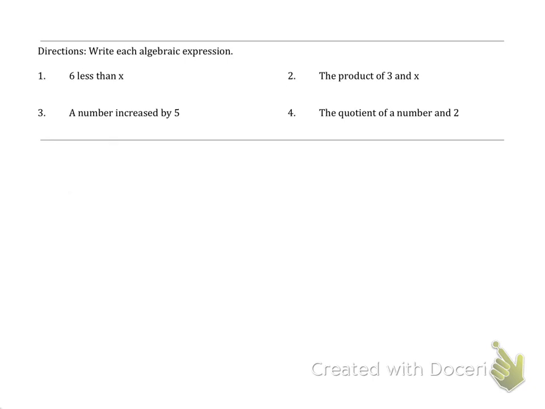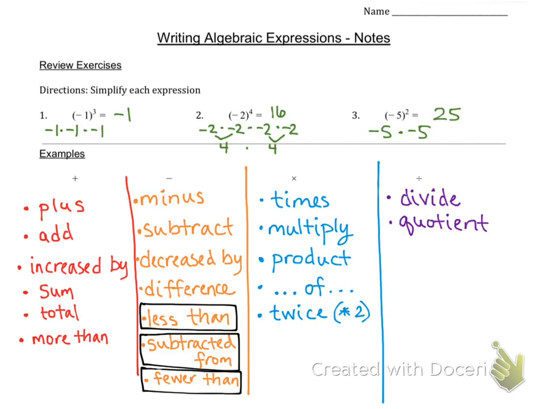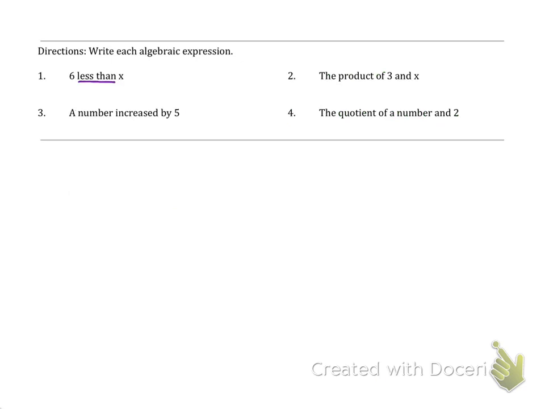So we have for number 1, 6 less than x. So earlier, if we go back to our list, I have less than in that black box, which means that we're going to write it backwards from how it's written in the expression. So we're going to use the subtraction symbol, and it's 6 less than x, so we want to write it backwards from how it looks. So this is really going to be x, the subtraction sign, and 6.